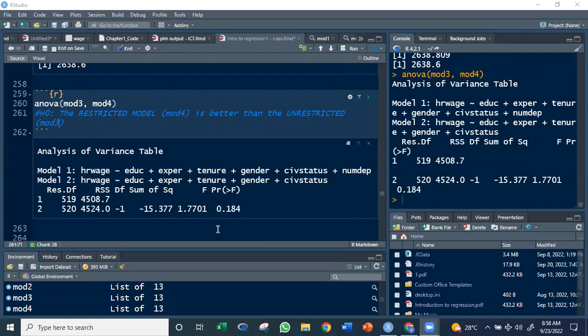So, ang sagot, guys, the restricted model is better. Yung pag sinabing restricted, yung mas konti. No? So, it made sense to remove yung number of dependents. Yung unrestricted natin, kasama si number of dependents. Yung restricted natin, hindi nakasama. No? And p-value is greater than 0.05. So, we fail to reject the null hypothesis na mas maganda yung restricted.